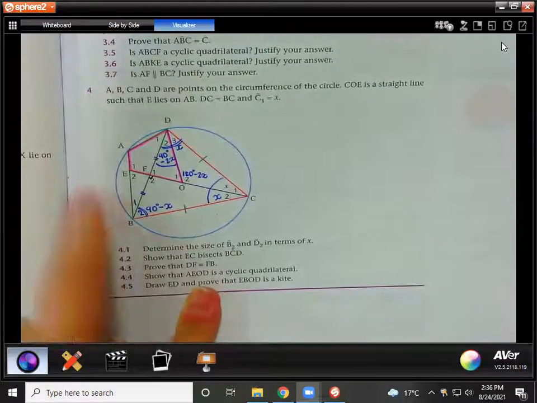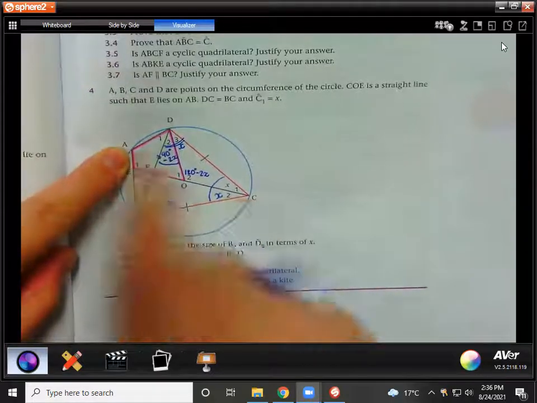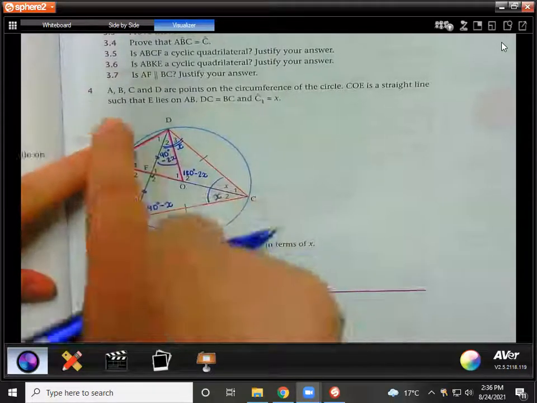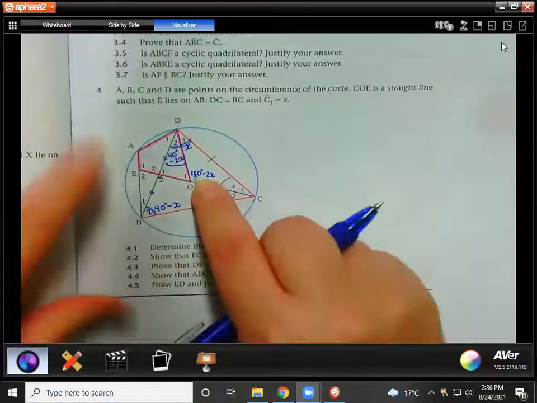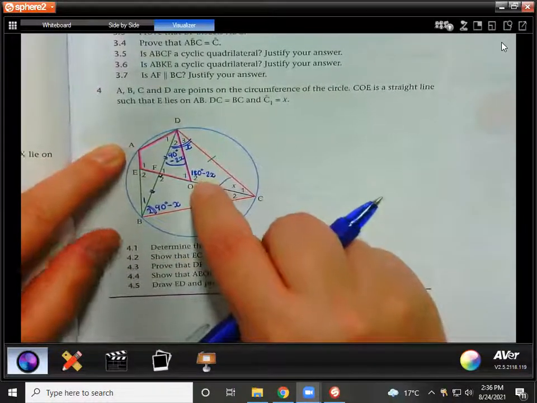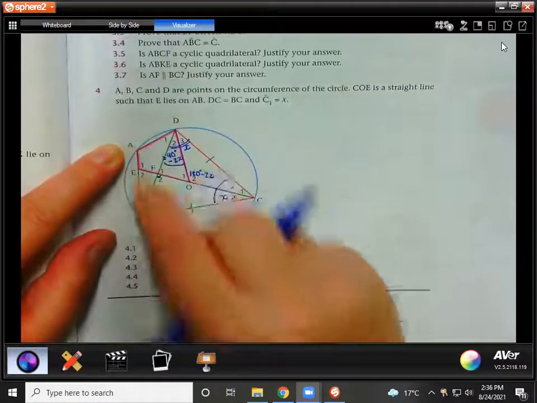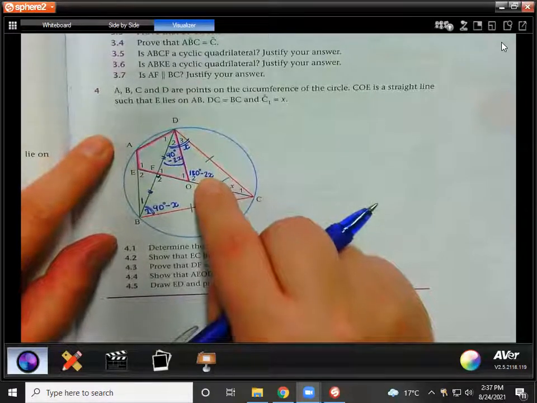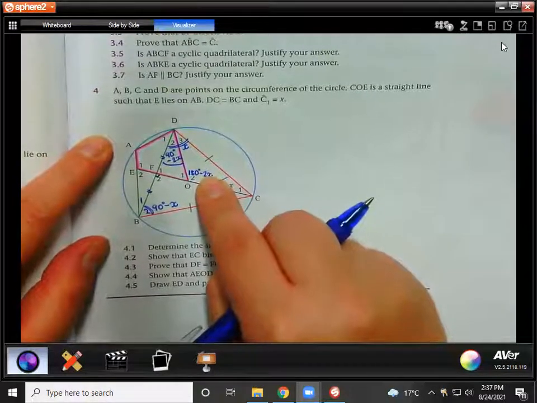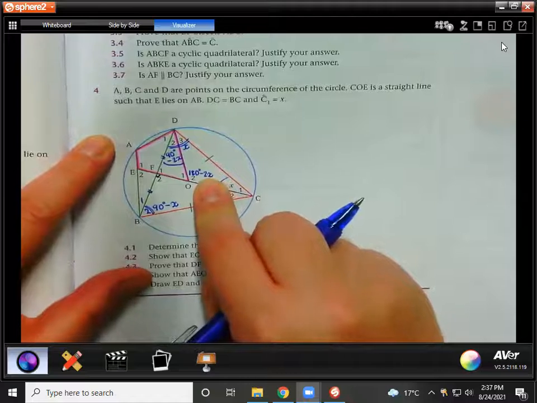Okay, so that's what I did. I said that A is 180 minus 2x, opposite angles of this cyclic quad. Therefore, O2 is equal to A, and O2 is the exterior angle of this pink quad. And if it's equal to the opposite interior angle, that will make it a cyclic quad. Does that make sense?